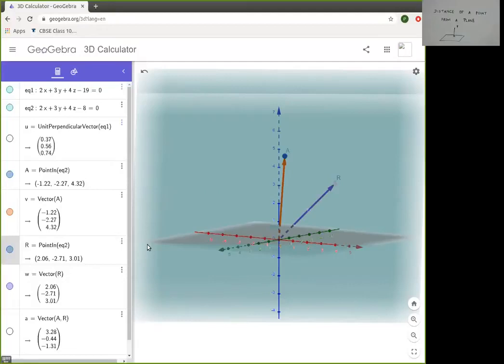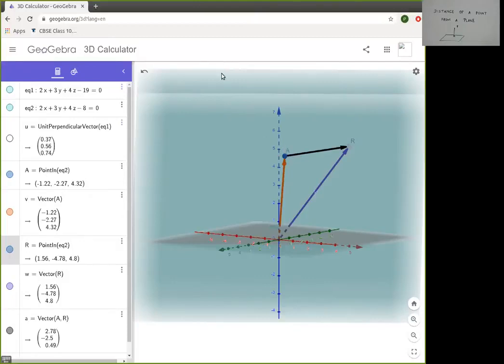Now let us consider the vector which is connecting the point A and R, the fixed point and the arbitrary point. We call it AR. Then from vector addition, we know that OA vector, where O is the origin, plus AR vector is equal to OR vector. So AR is going to be OR vector minus OA vector.